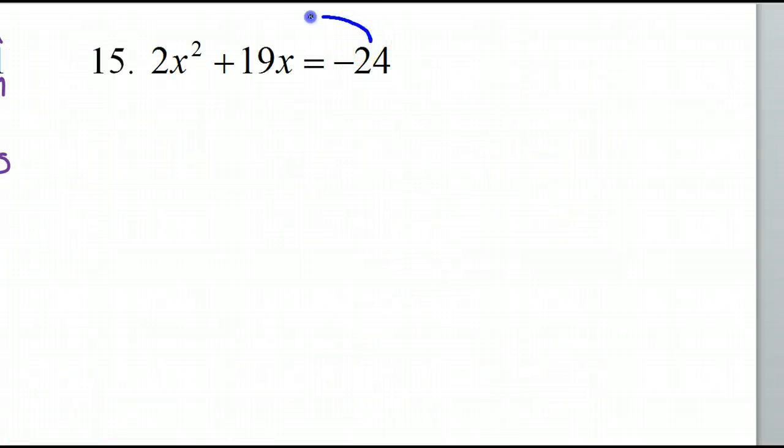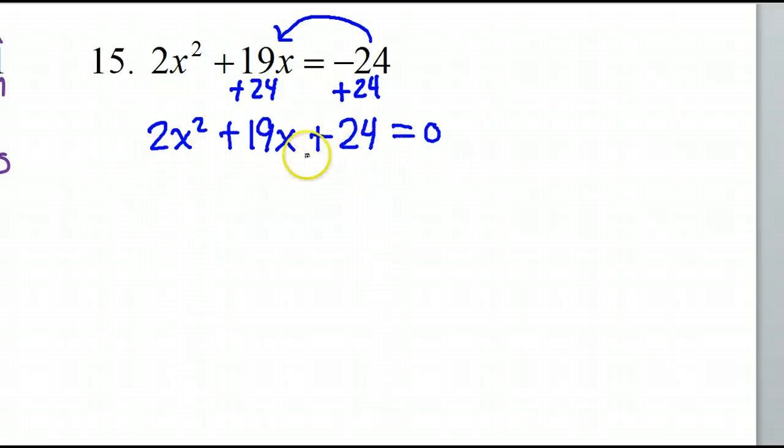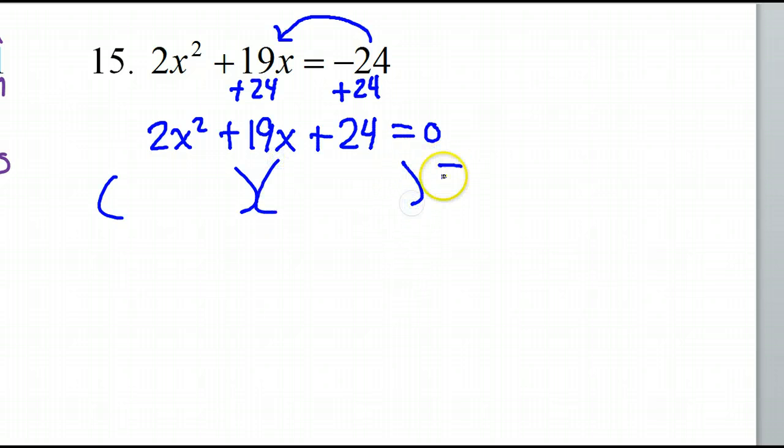Alrighty then. This negative 24 needs to come over here. So to that end, I will add 24 to both sides. So that is going to give me 2x squared plus 19x plus 24 is equal to 0. No common factors, so I will go ahead and factor. So 2x squared is 2x and x. That's the only way.